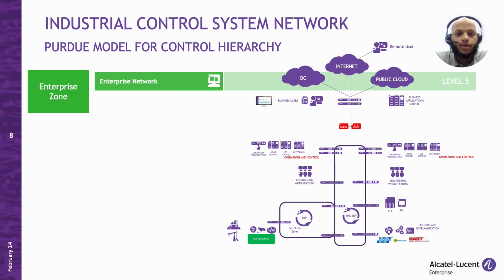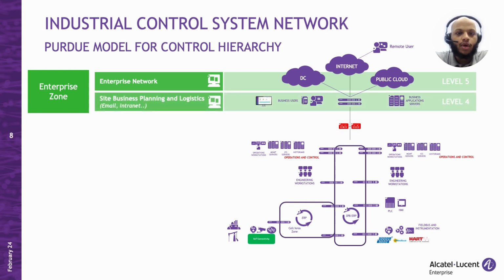Level 5, which is shown here. This level includes the enterprise network, which includes corporate level services supporting individual business needs. They include services such as email, HRMS systems, and other business applications. These services are usually hosted in data centers at different locations or they are co-located.